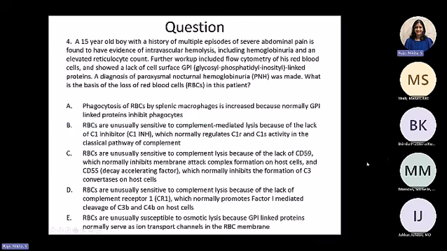Right. And then last one is about PNH. What is the basis of loss of RBCs in this patient? I think it should be choice C because you have an issue with the DAF, decay accelerating factor. The choice C. Correct. Yeah.